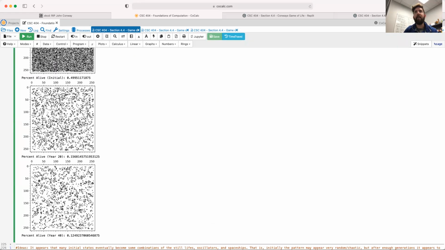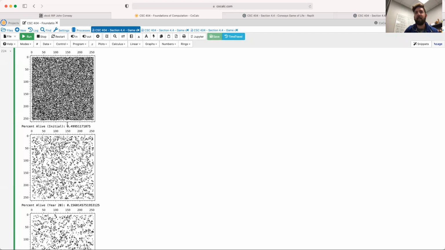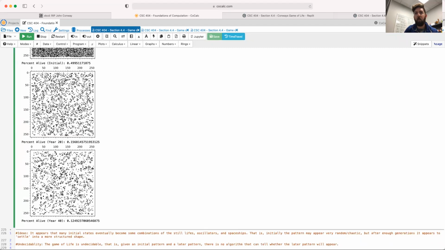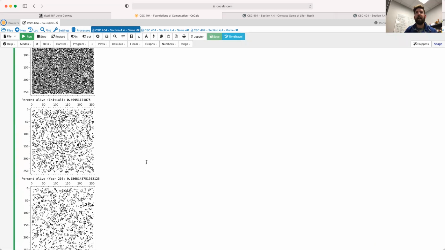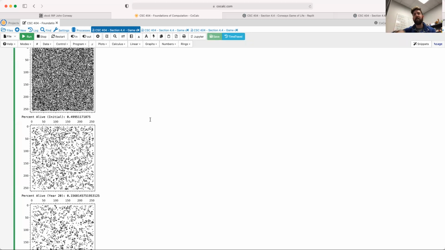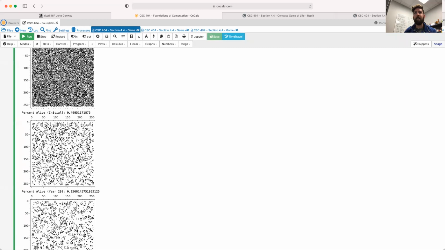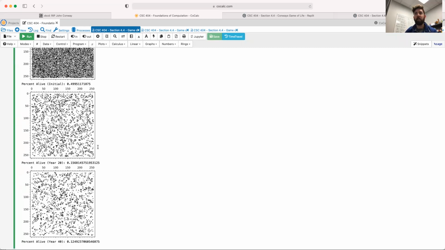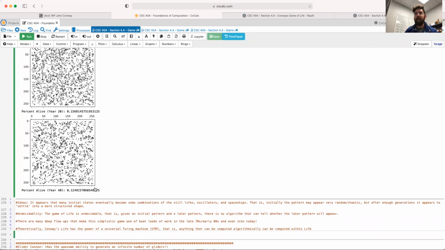In this setup, it went from about a 50-50 split initially down to about 16 or so alive after 20 years, and down to about 12-ish or so alive after 40 years. That's going to ebb and flow, obviously, but it's clearly not staying at about 50%. We're heading down into the teens-ish or so, but it is somewhat dependent upon what our starting state happens to be.